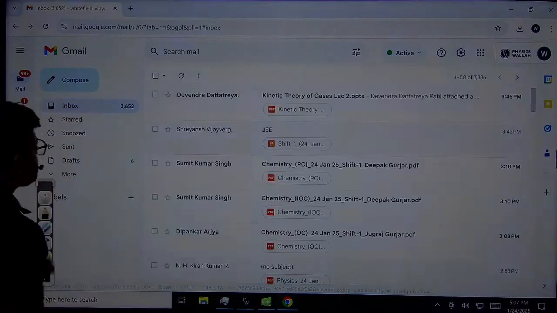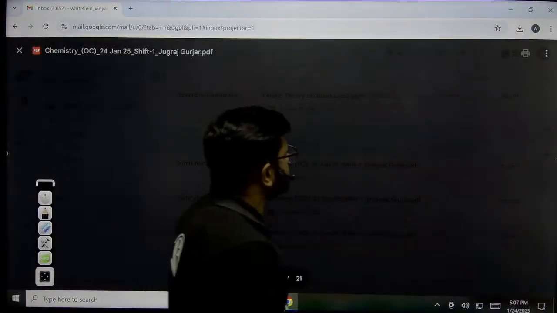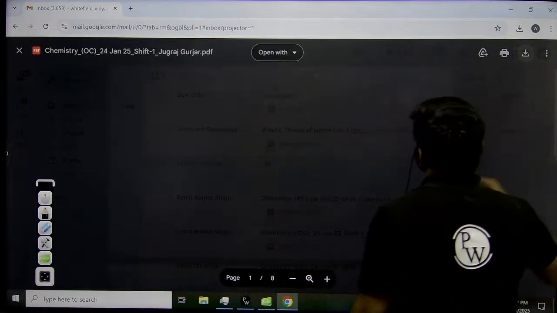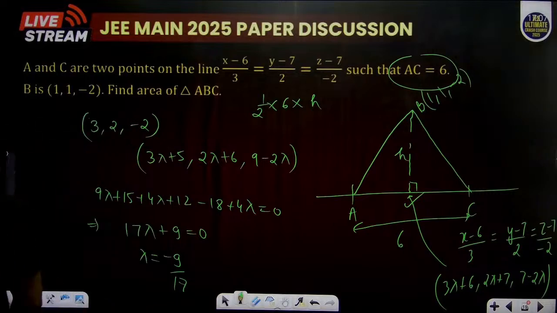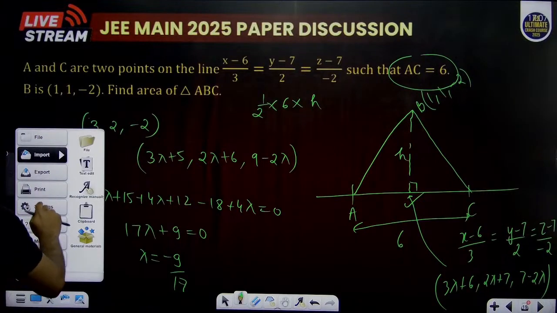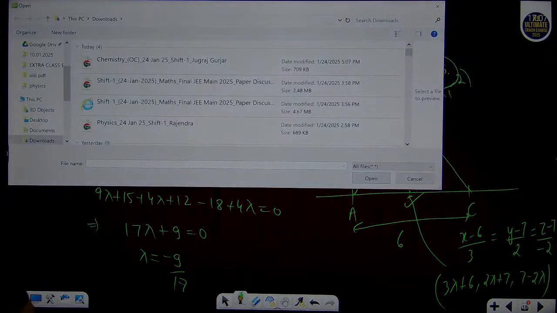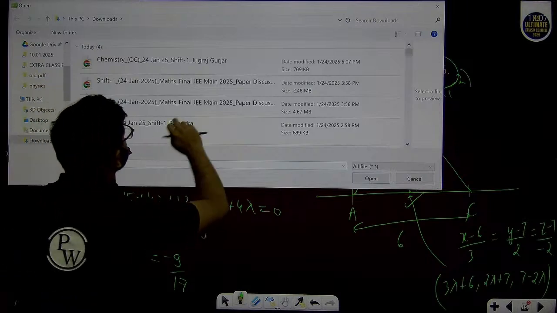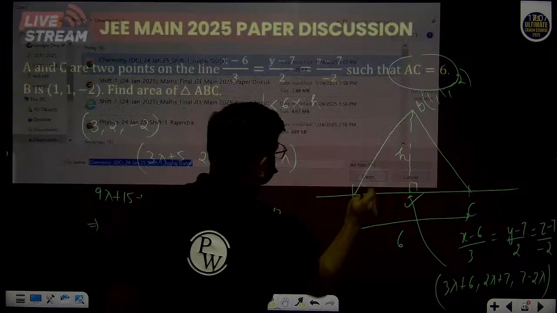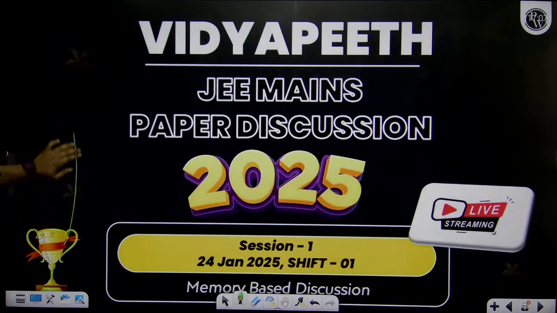See, for chemistry, I would say the paper was easy only. Most of the questions were mainly from NCERT only. So for the students who are going to write this exam in the next shift, this paper is very important, because we are seeing many similar questions. Many similar questions we got, these topics and all are repeating.